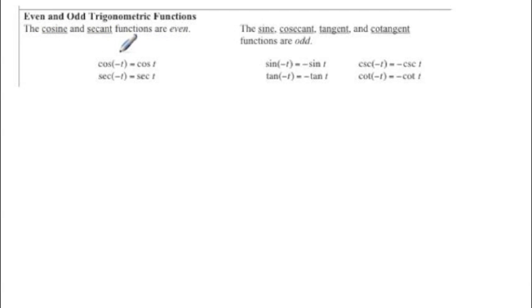I like to think of even functions as very hungry functions. They eat the negative sign. So cosine of -t is simply equal to cosine of t. Secant of -t is equal simply to secant of t. They just devour the negative sign.